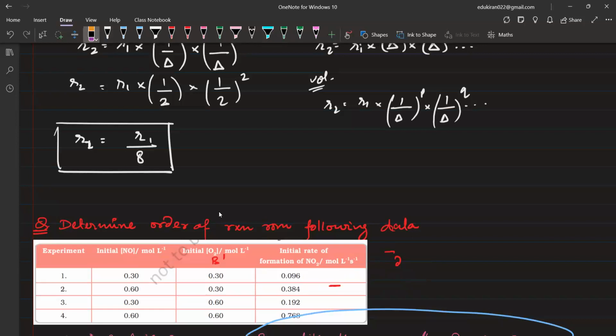Now we have a question. इस तरह के भी सवाल आपके पास आ सकते हैं. Determine the order of reaction from the following data. So what data do we have? Here we are having some experiments and initial concentration of NO, that is reactant, O2, that is reactant, and the initial rate of formation of NO2, that is the rate.